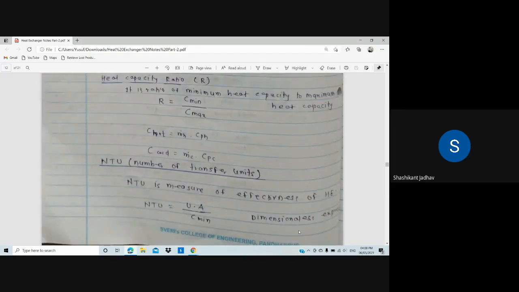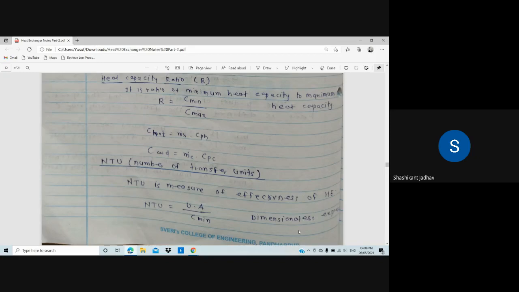Now we have to discuss about the heat capacity ratio. All of you write down the next point, heat capacity ratio. What is meant by heat capacity ratio? It is denoted by the capital R, so in bracket write capital R. It is the ratio of minimum heat capacity to maximum heat capacity.